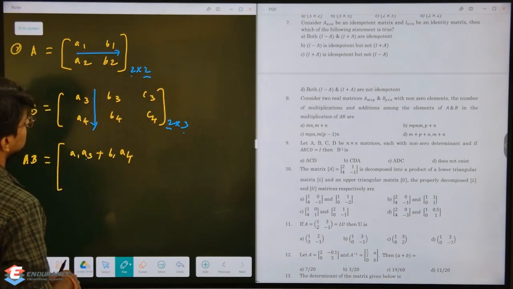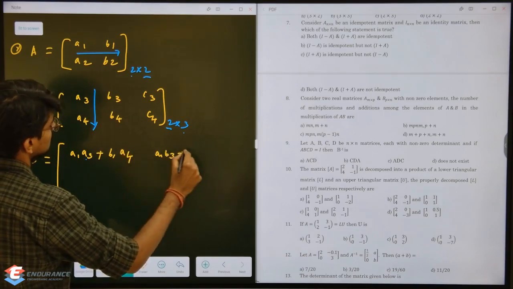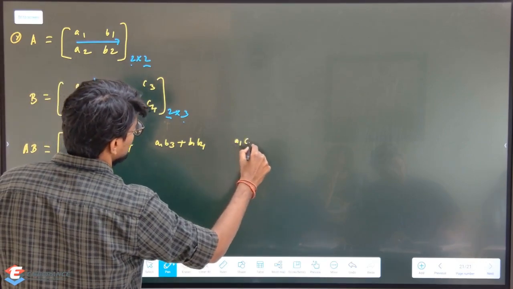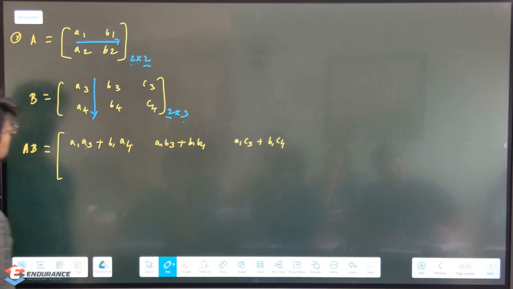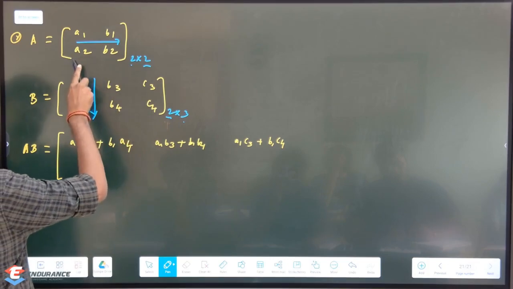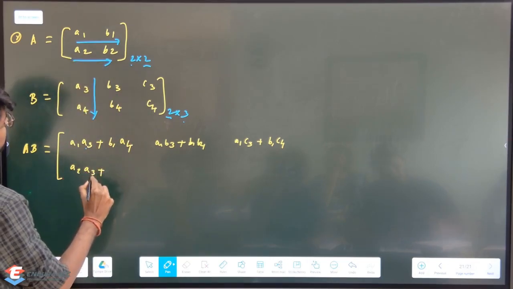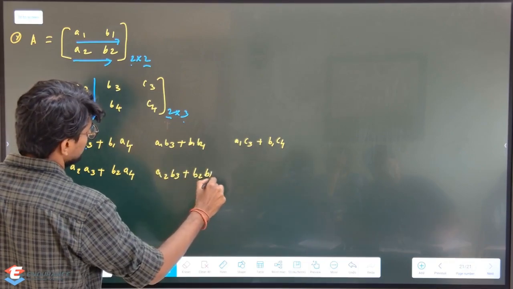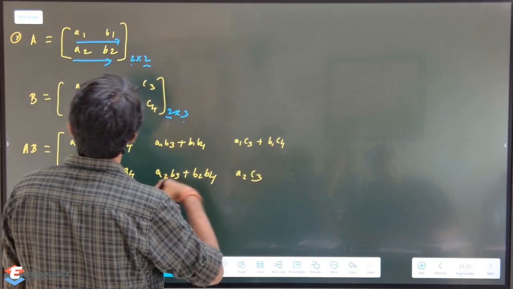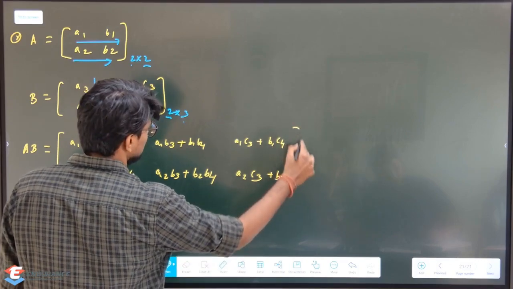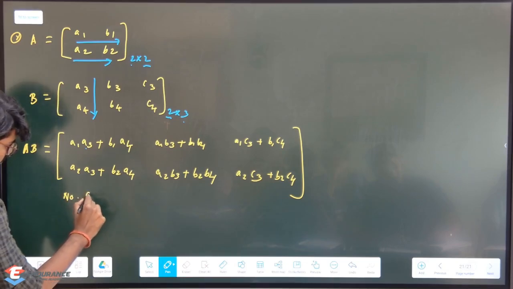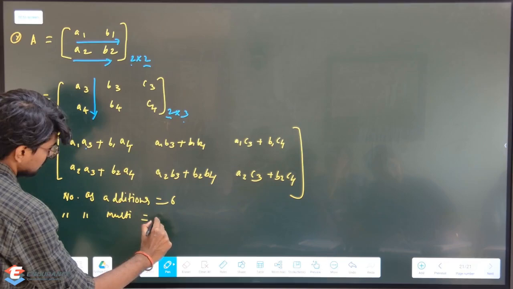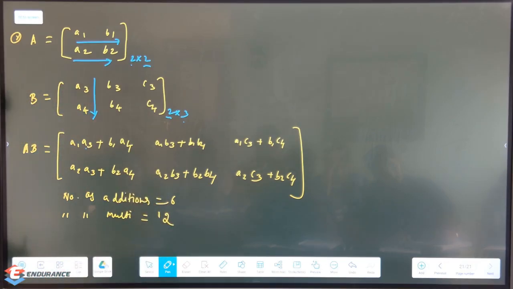Now similarly, first row, second column: A1, B3 plus B1, B4. Next, first row, third column: A1, C3 plus B1, C4. What about the second row? Second row, first column: A2, A3 plus B2, A4. Next, A2, B3 plus B2, B4. Next, A2, C3 plus B2, C4. How many additions are there? How many multiplications are there? Number of additions are 6. Number of multiplications are 12. Now you can check with the options whichever is matching.